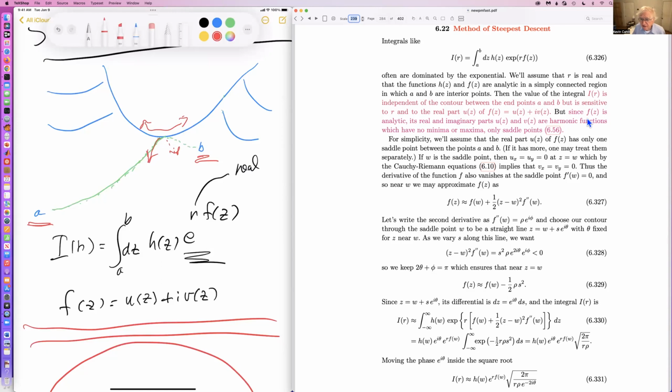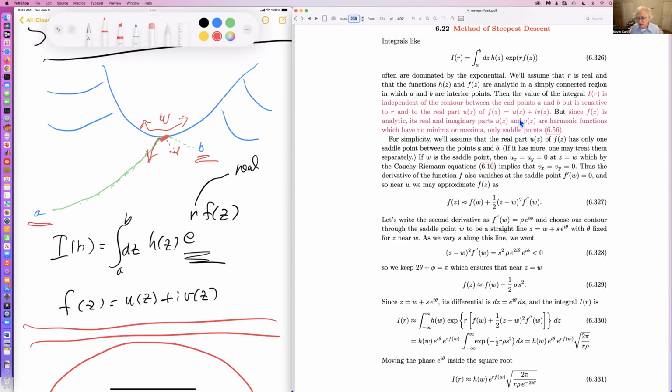So what we do then is write, but we've picked a point here where f prime is 0. So the derivative of u and v with respect to x or y both vanish. And so what we do is we can expand f of z as f of w, w being this point here. That's w.